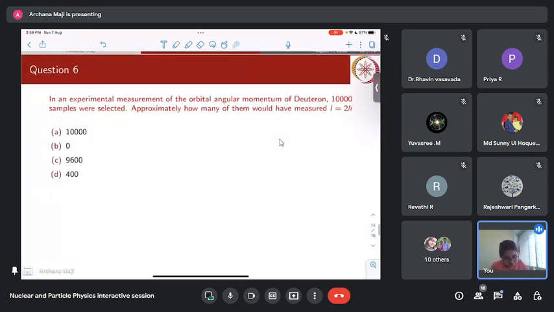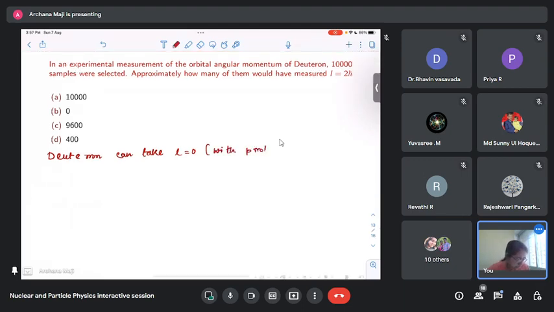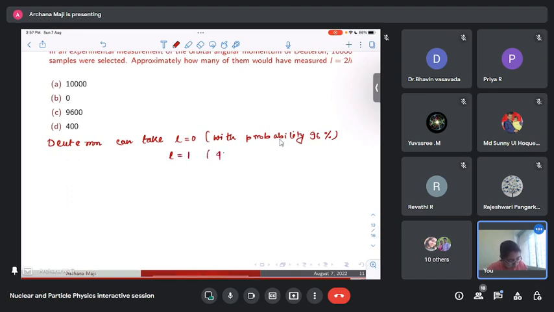Sixth question. In an experimental measurement of the orbital angular momentum of deuteron, 10,000 samples were selected. Approximately how many of them would have measured L equal to 2 h cross? Okay, so from the last live session, we have told that deuteron can take the angular momentum value L equal to 0 with probability 96%, and L equal to 2 in the unit of h cross with probability 4%.